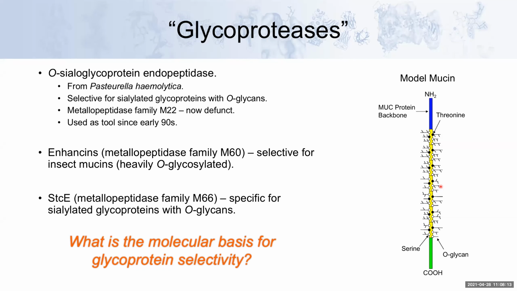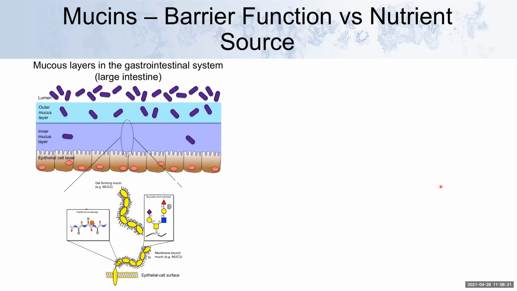But of course, when we're talking about the degradation of glycoproteins, there's a biological importance to it too. And I'm just going to highlight that here, focusing on the gastrointestinal tract, specifically the large intestine. So this is a highly colonized environment, lots of bacteria and other microbes in the lumen. And they're separated from the epithelial cell layer by a mucus layer, which has two pieces to it.